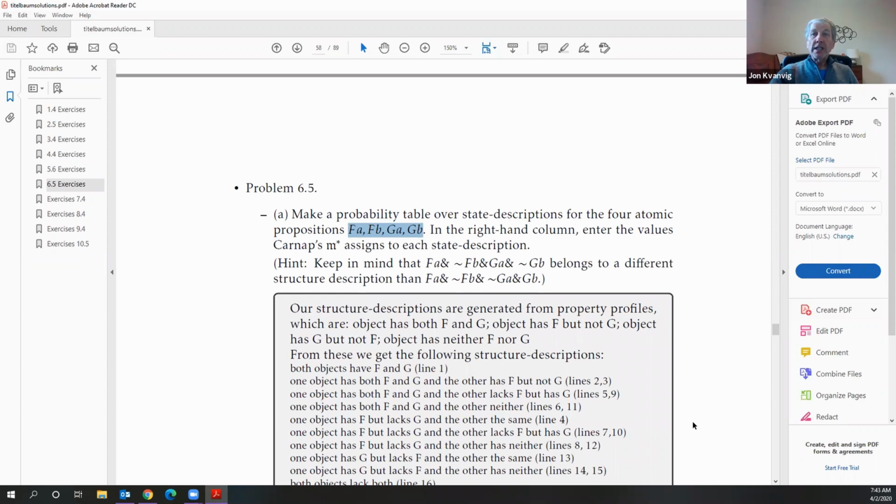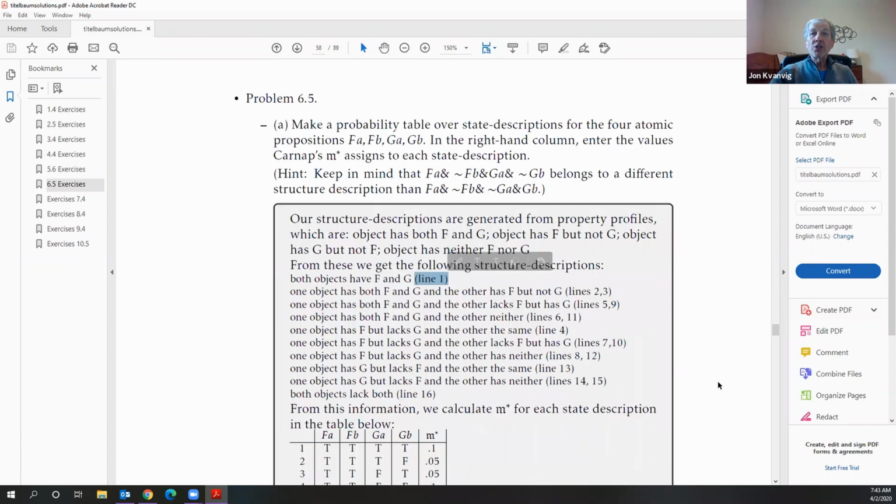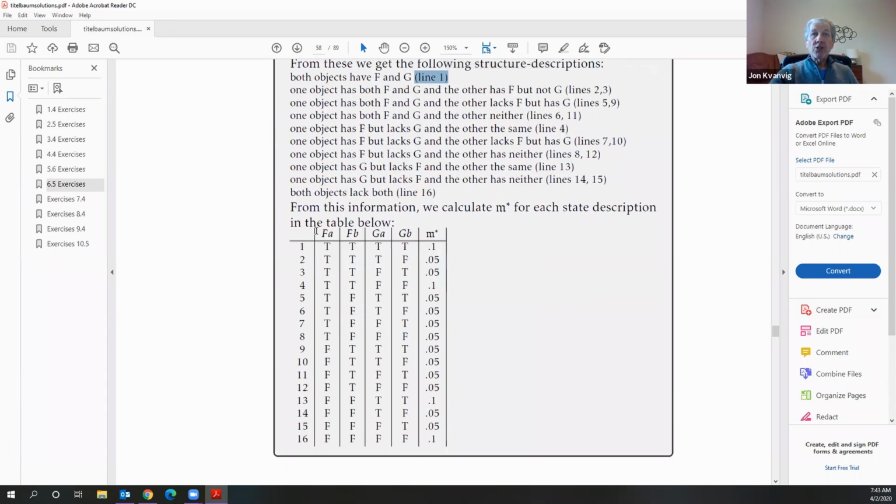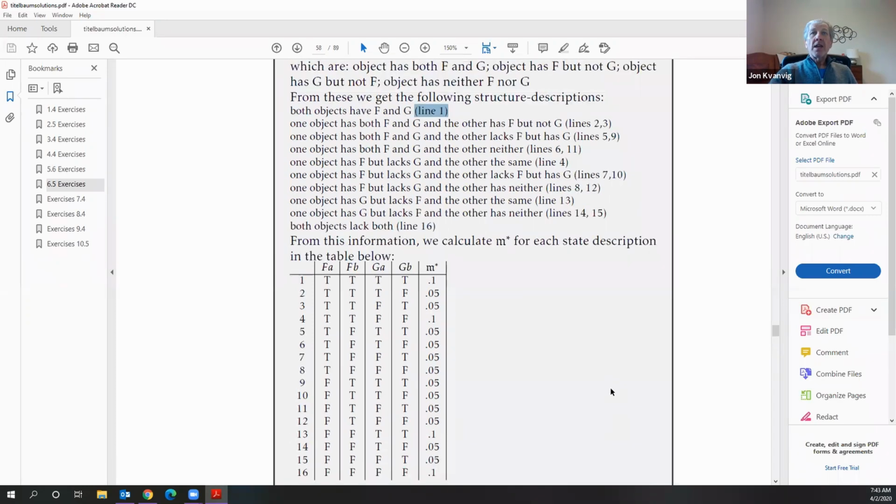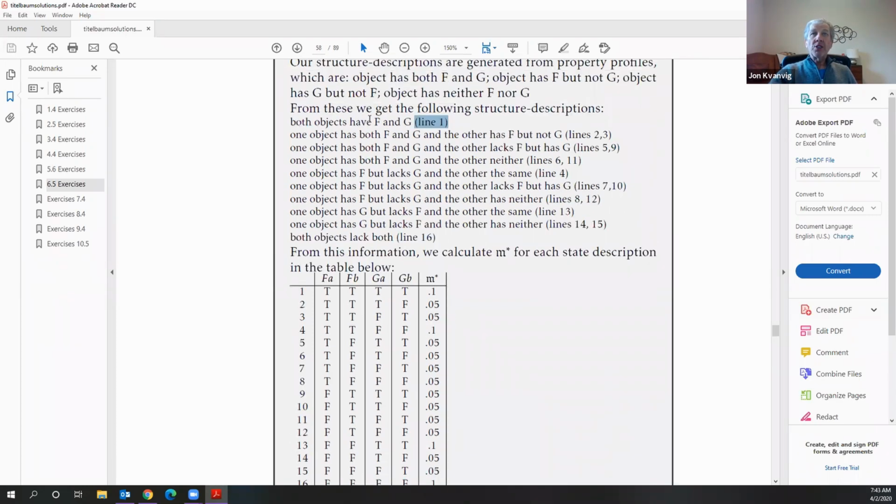structure descriptions. Now, let me point out what the parenthetical line number refers to. So if you construct the long truth table in the usual way across these 4 atomic formulas, you get 16 lines. And I have numbered the lines. And for each of the state descriptions, I have said which line satisfies the structure description. So the line numbers are state descriptions.